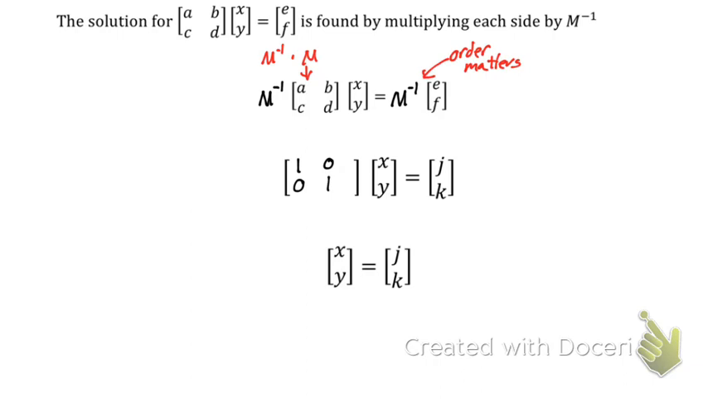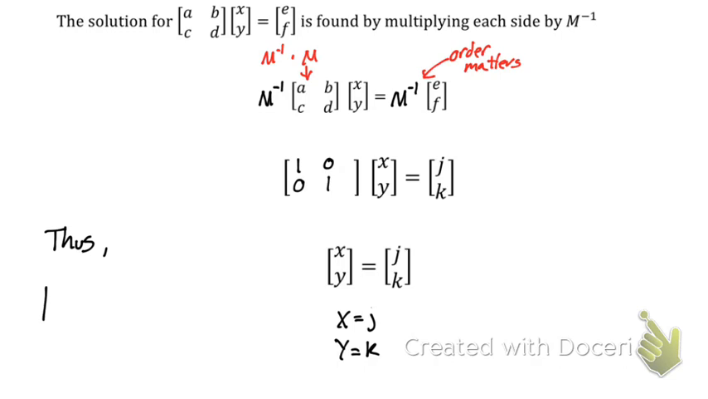So if I multiply the inverse on both sides, I eliminate everything on the left side except for x and y, and I do this multiplication, we end up with j and k. So in fact, we end up with our answer, with x equaling j and y equaling k. Thus, you can kind of think about it this way.